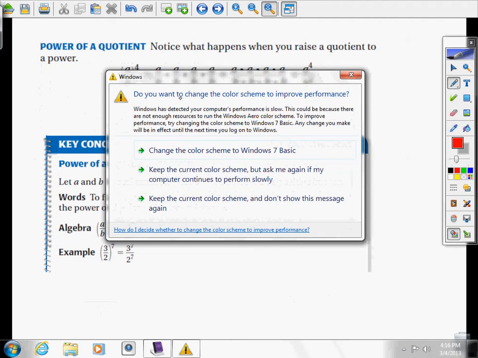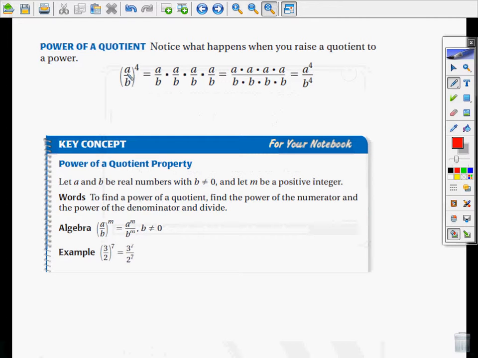Next, we have a power of a quotient. So we have our quotient a over b to the 4th power. Well, that's 4 copies of a divided by b. So that's 4 factors of a, 4 factors of b, which turns out to be a to the 4th over b to the 4th. So again, we're taking this exponent to all factors in the numerator and in the denominator. And that's what it's showing us right here. B cannot be 0, because remember, you cannot have a denominator of 0. So b just can't be 0.